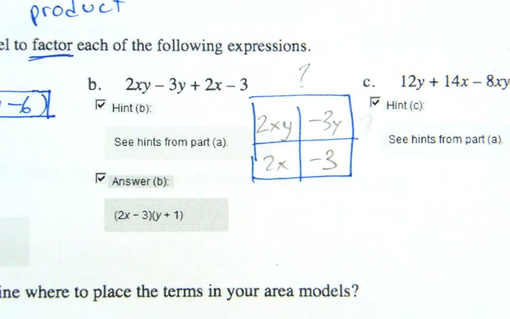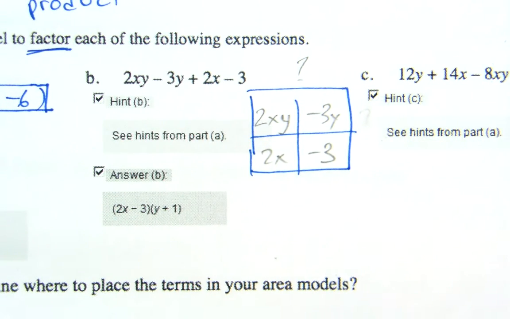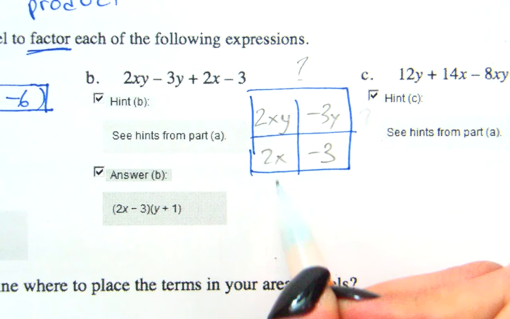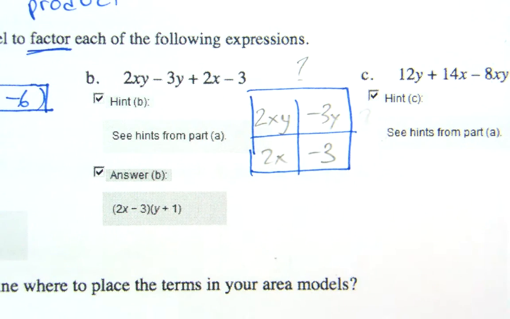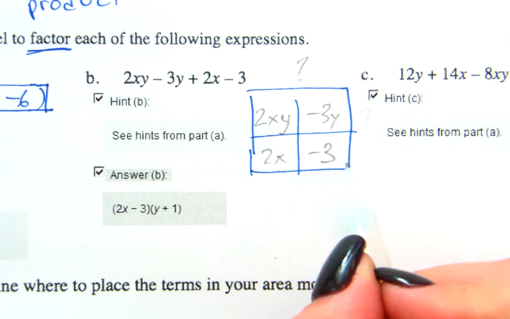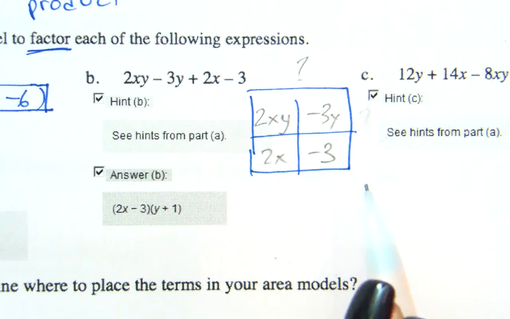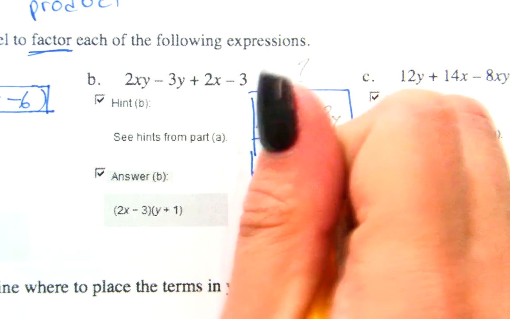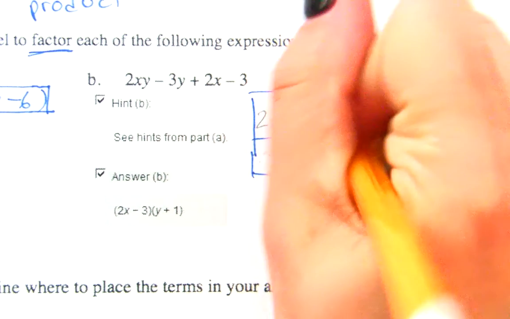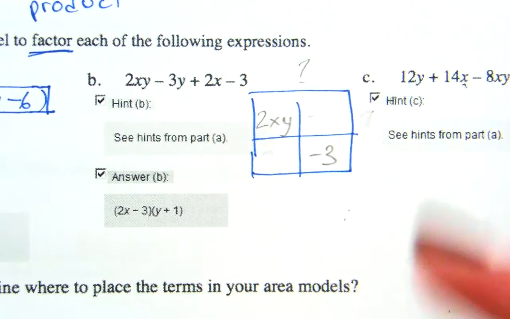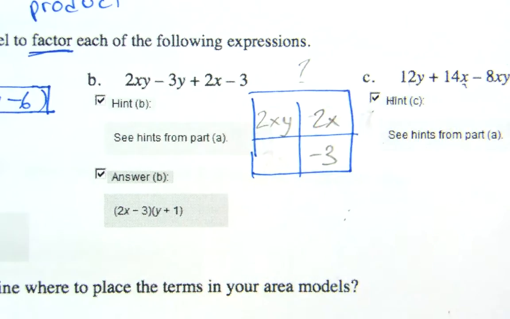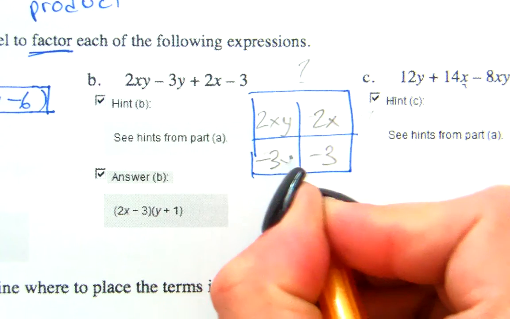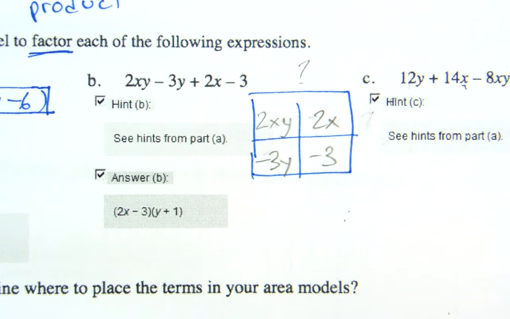Sorry, that went really fast. Is this going to work? Let's see. See if the numbers work. If the numbers don't work, change them. Erase the 2x and see if maybe you can flip them around. Maybe put the 2x up here instead, and then put the minus 3y down here. What will work out for you?